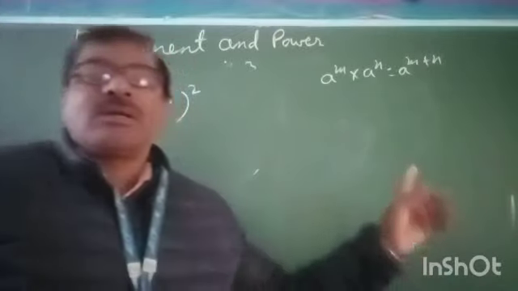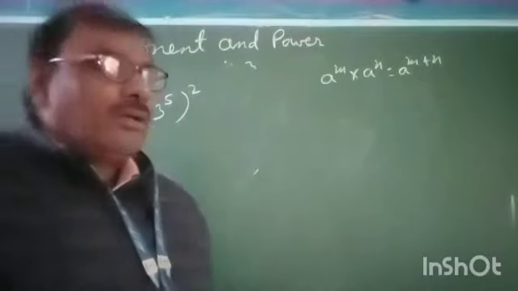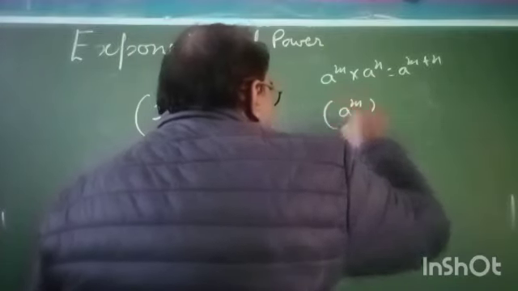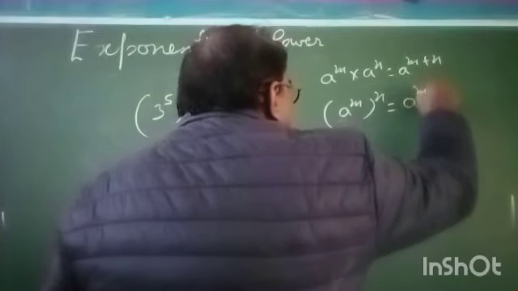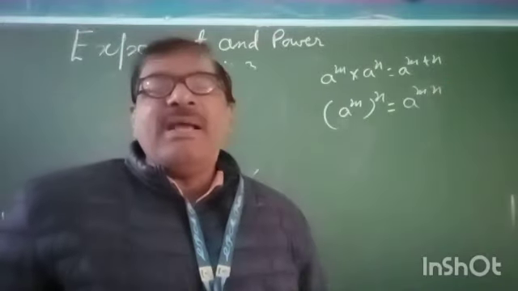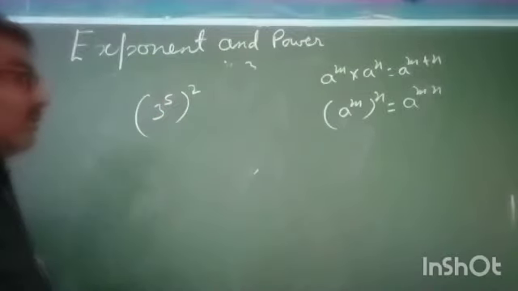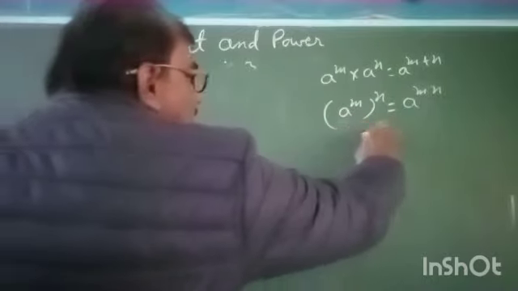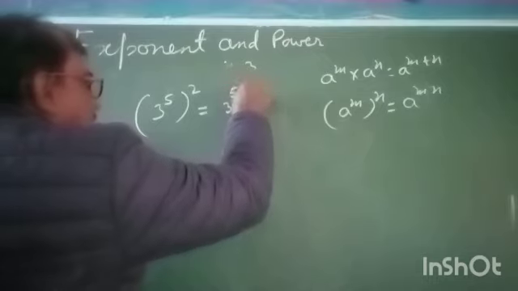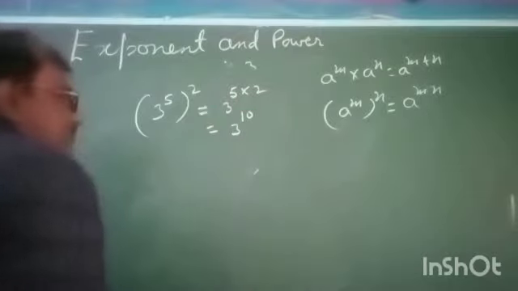So dear students, as you know, the law of exponents says (a to the power m) whole to the power n equals a to the power m times n. Here it is (3 to the power 5) whole squared. With the help of this law of exponents, we can write 3 to the power 5 times 2, and it will be equal to 3 to the power 10.